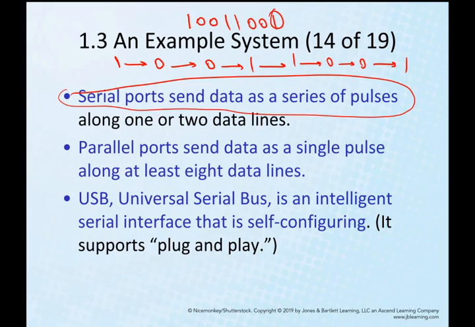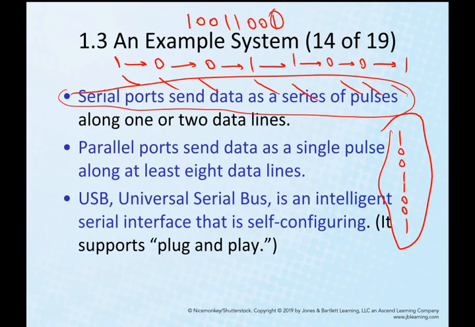But in parallel ports, we send all this information at once, together. So instead of one line, one wire, to send this data one by one, we have, for example, 8 wires, and we send all this data at once. We send them together.